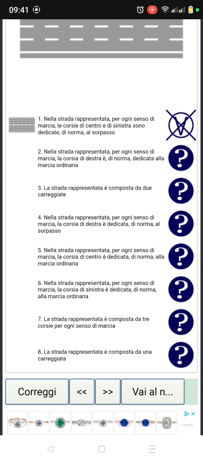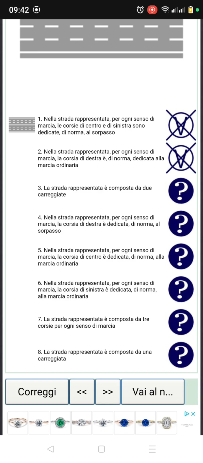Nelle strade rappresentato per ogni senso di marcia, le corsie di destra. So for this road that we are seeing here, for every directional travel, le corsie di destra, the right lane, è normalmente dedicata alla marcia ordinaria. So the right lane is dedicated normally for the normal travel movement, and it's true. The right lane is dedicated for the normal travel lane.